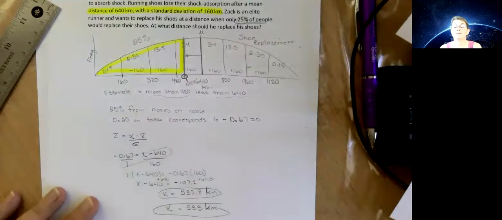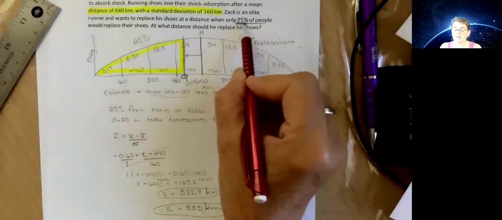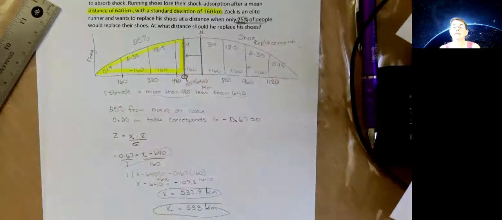Okay, so basically the questions are either you're given a value, you find a z-score, use the table to find a percent, or like this one, you're given a percent, and then you go to your table and you find your z-score and you find the number that fits there.